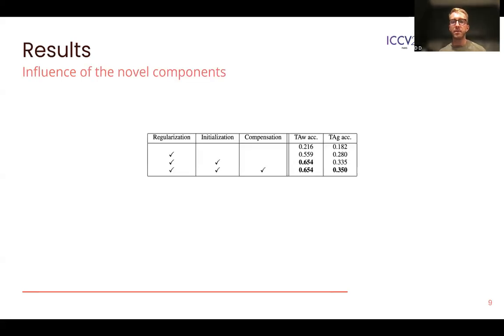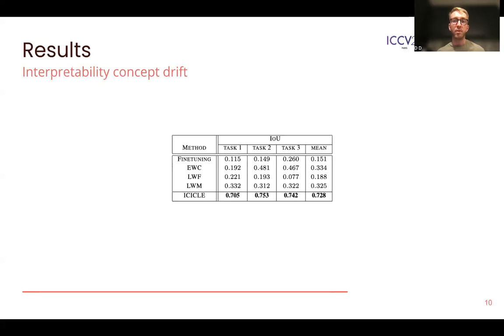Here you can observe how each component that we introduced influences the results. As you can see, the combination of all of them is the best for task-agnostic accuracy. And the most important table: here you can see the interpretability concept drift. The higher, the better, because it shows how consistent the concepts are with those learned in the previous tasks. And as you can see, ICICLE is the highest above all of the baseline methods.